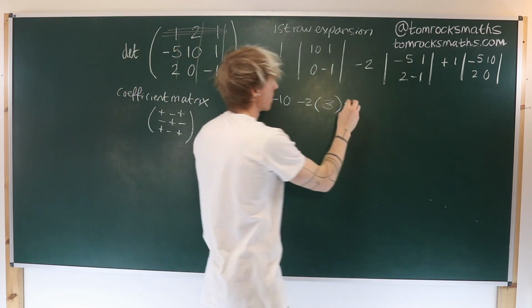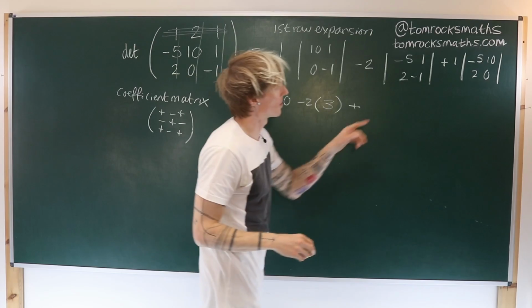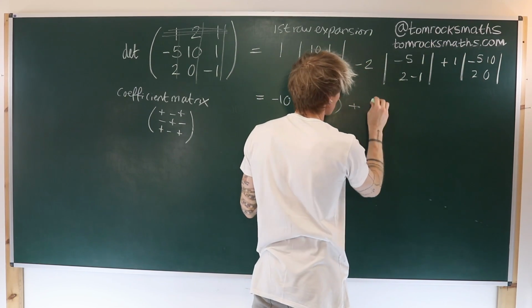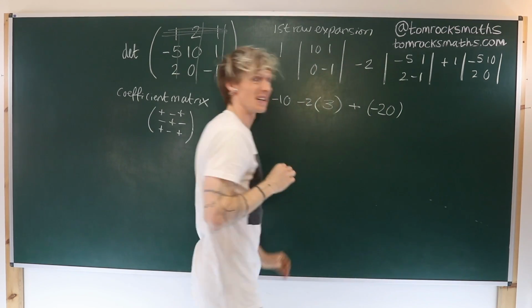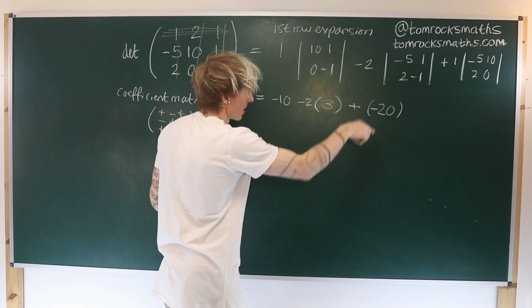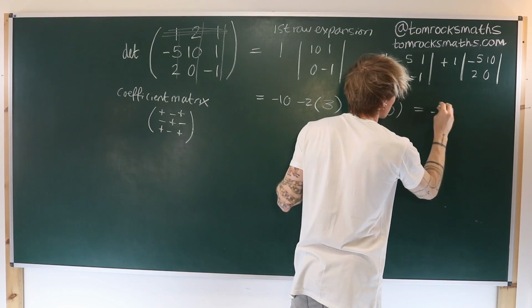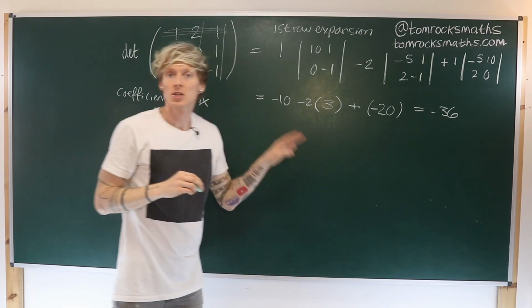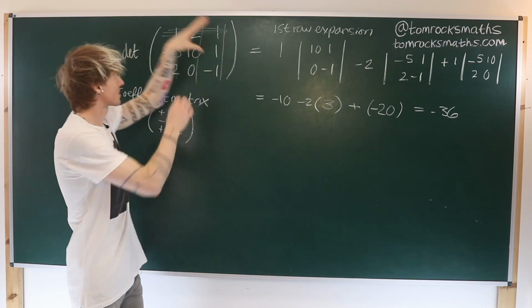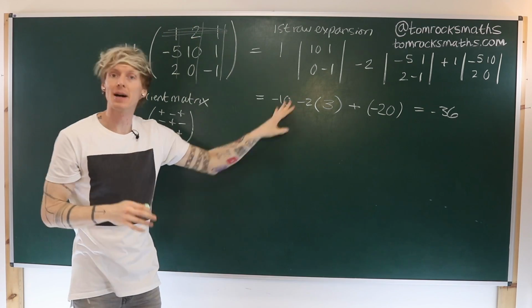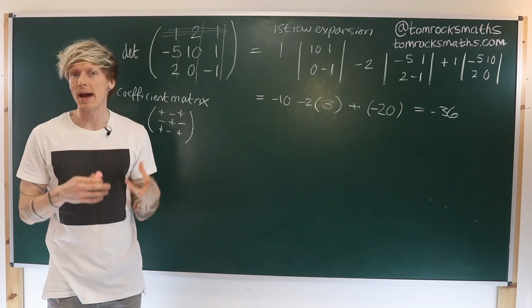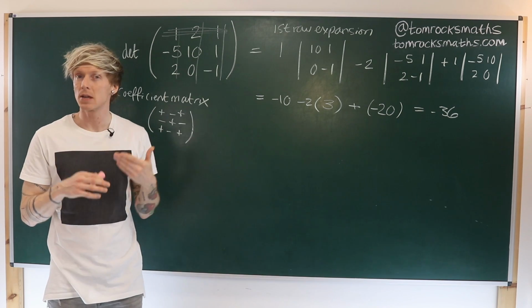And then we've got plus 1 multiplied by that determinant, so minus 5 times 0 is 0, minus 20. So it's plus 1 lot of minus 20. So putting this all together, we've got minus 10, minus another 6, minus 20, so that equals minus 36. So the determinant of this 3 by 3 matrix, using the general formula and expanding in row 1, gives us minus 36. Now remember, I said that you can in fact expand via any row or any column.